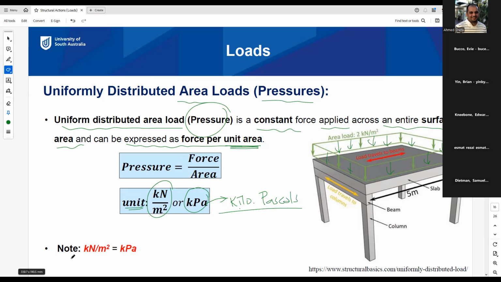Okay, and please note that kilonewton per square meter and kilopascals are equal or similar units, so you can use either of them. So this is uniformly distributed area load. The difference between area load and line load is that the uniformly distributed line load is distributed over the length. The pressure, or the uniformly distributed area load, is distributed over an area, similar to the area of the slab or the area of the roof.